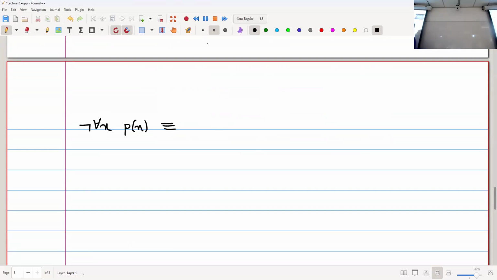So what does for all x P of x mean? It means that for every x that I can choose in my universe, P of x holds. So when I'm negating the whole thing, it means that it is not the case that for every x, P of x holds. So that means there should exist at least one x for which P of x does not hold. So this is exists x not P of x.